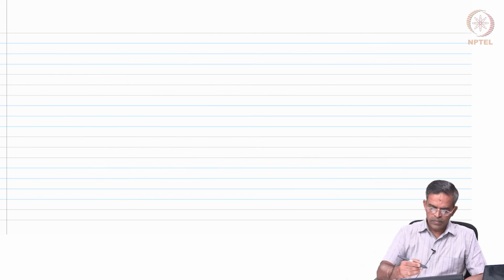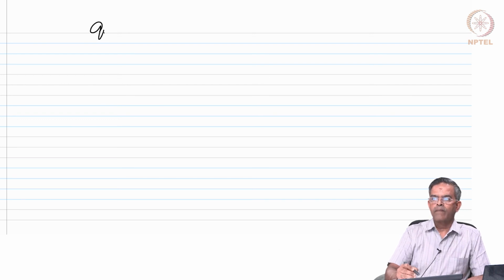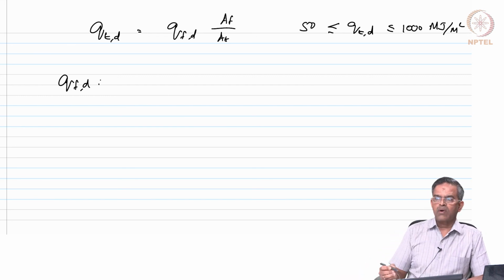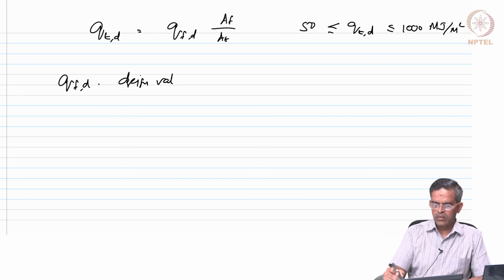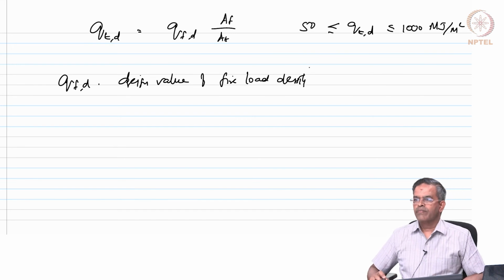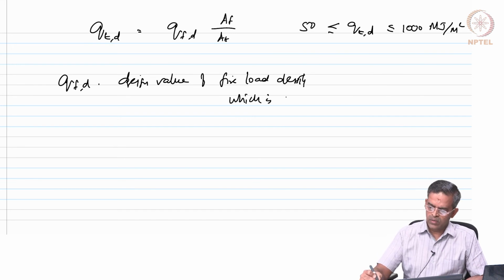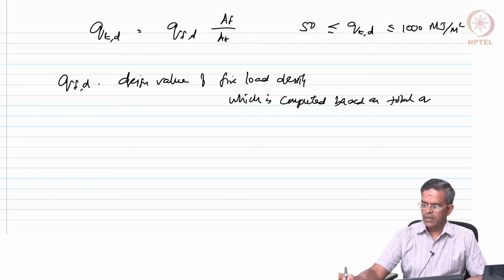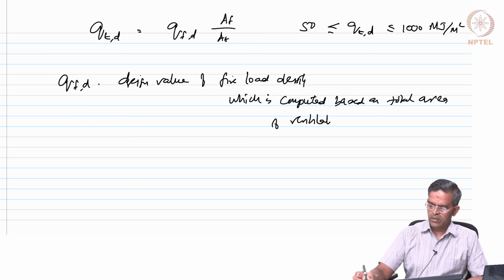Now, Q total, or qt,d, is qf,d times Af by At for 50 less than or equal to qt,d less than or equal to 1000 megajoules per square meter, where qf,d is called the design value for fire load density, which is computed based on the total area of ventilation, which is At.